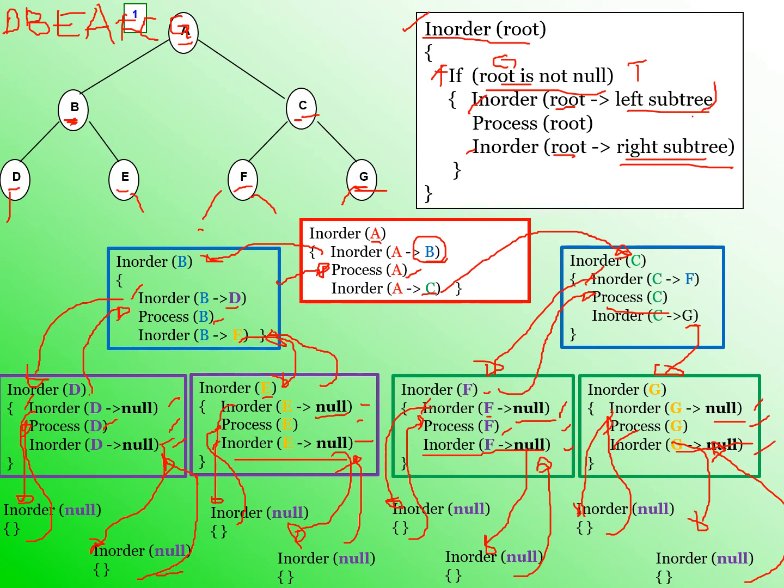1, 2, 3. We're done with the 3 statements, so we're done with in order G. Balik lang sa tumawag sa kanya. 1, 2, 3. We're done with in order C, so balik lang sa tumawag sa kanya. So, we're done with the 3 statements, so we're done with the in order. Okay? So, tama. Left, root, right. Left, root, A, and then right. Sa right, left, root, right. Kaya F, C, G. Okay?